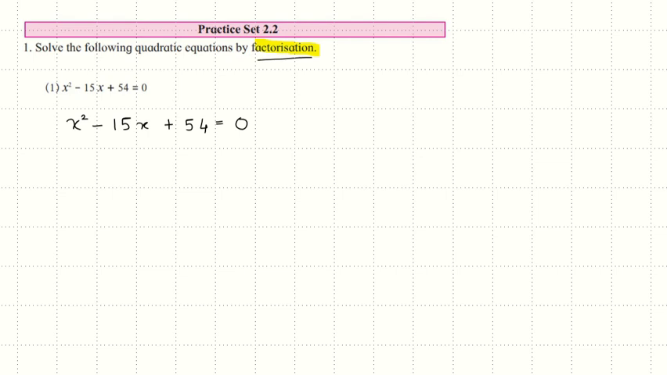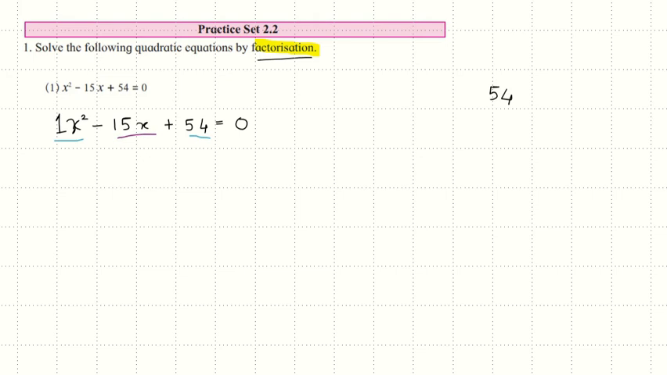First write down the equation and then check. The first thing we check is the coefficient of x squared, which is 1. So take this term and the last term and multiply them. 1 into 54 is 54. The middle term is minus 15.